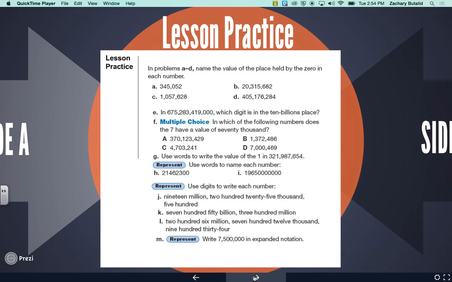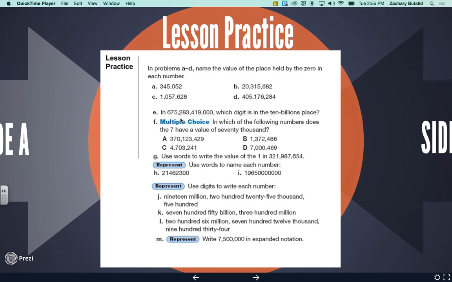Here's our lesson practice. Let's see, A through D. We have to name the value place held by the 0 in each number. So find the 0 and what place value is this. So look at letter A. We're going to look for the 0 here, and that's where the place value. You have to name what this place value is. Okay, so that's what you do for A through D.